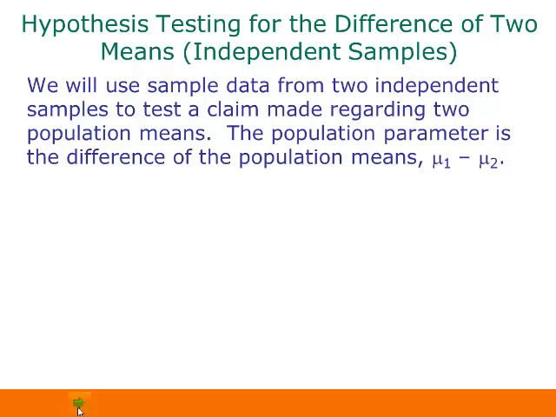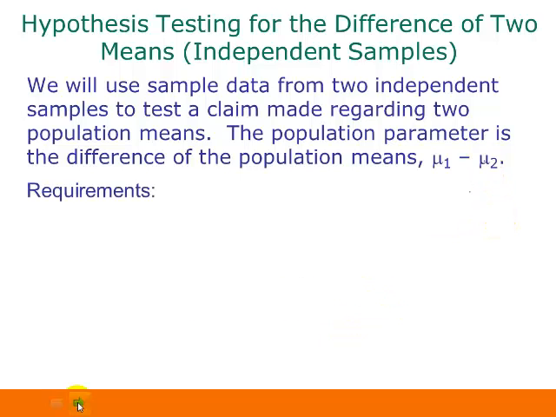So for our hypothesis testing, we'll use sample data from two independent samples to test a claim made regarding two population means. Since we have two independent samples and two different population means, our population parameter is the difference of those two means. So it's mu1 minus mu2.